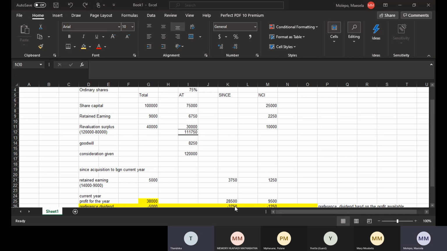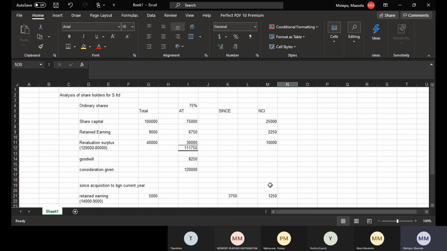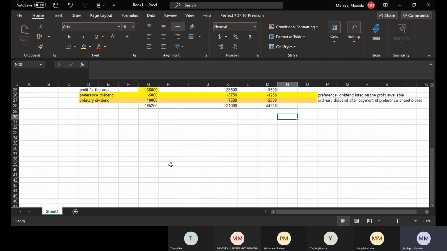Okay, then we proceed further. Now we're going to do the analysis of shareholders for the preference shares, because we had noted that we, as the parent, acquired two classes of shares in our subsidiary, because our subsidiary had issued two types of shares, the preference and the ordinary. So now we do another analysis, which will be based on the preference shares.